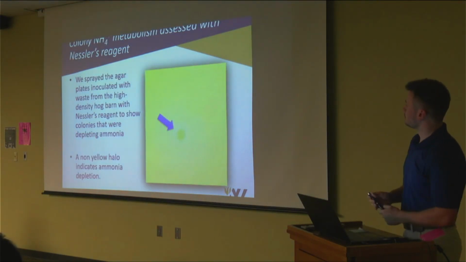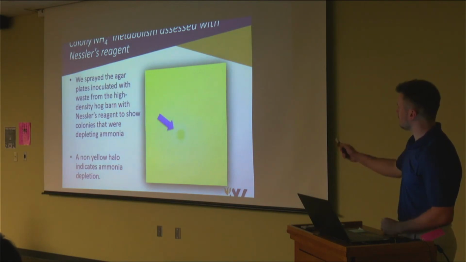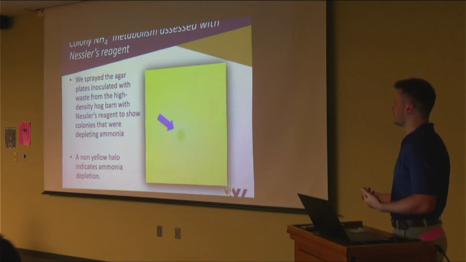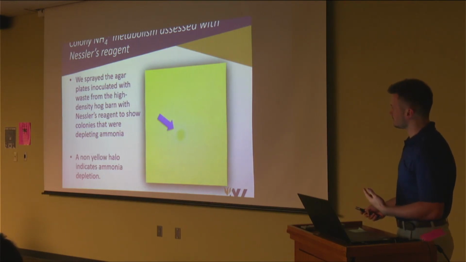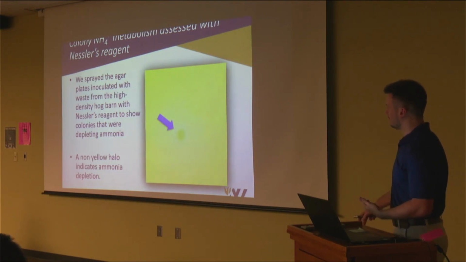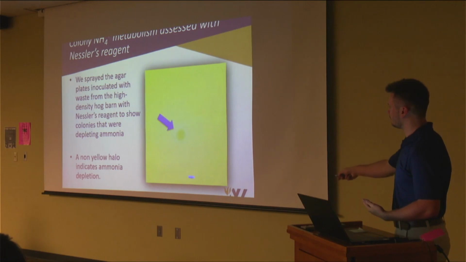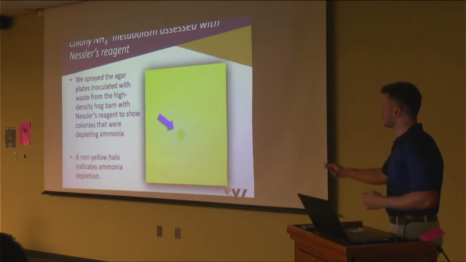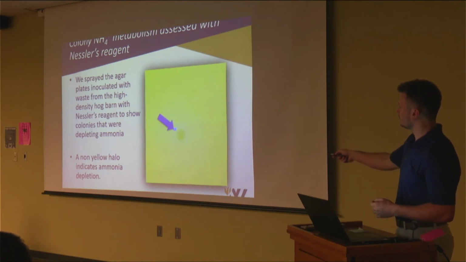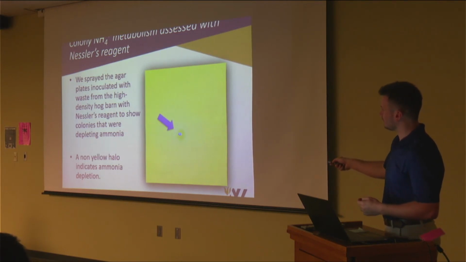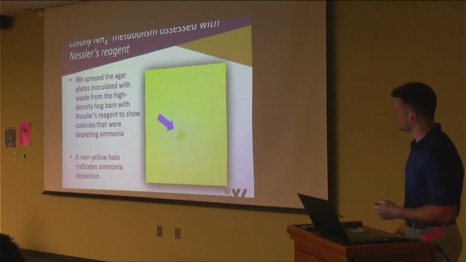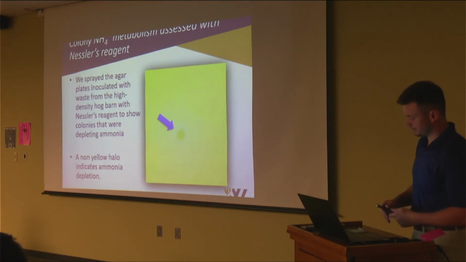So here's an interesting picture. This is one of our colonies after the agar plate was sprayed with Nessler's reagent. And Nessler's reagent is filled with ammonia, so that would be the yellow haze you see all over the agar plate. If you focus your attention around the colony, you can see a halo, and that would be an indication that that colony is metabolizing the ammonia. So that's very exciting. We were happy to find that.